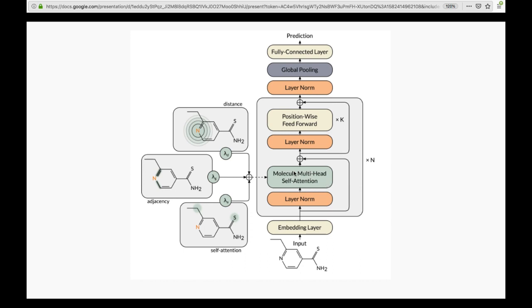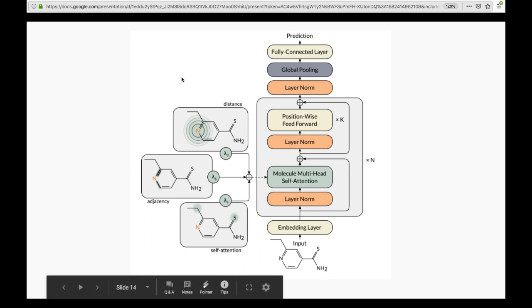Okay, so anyway, you will have 3 different kinds of attention mechanisms, and you will combine them. One is a self-attention mechanism. Basically, it's the same as the transformer. You just treat the molecule as a pure sentence, just pure text, and decide which words you want to pay more attention to in this context, like which atoms you want to pay more attention to.